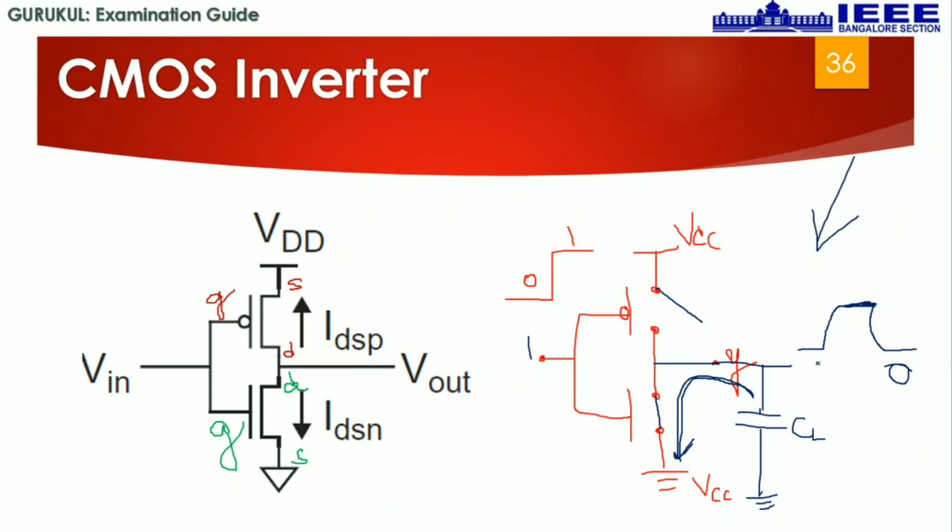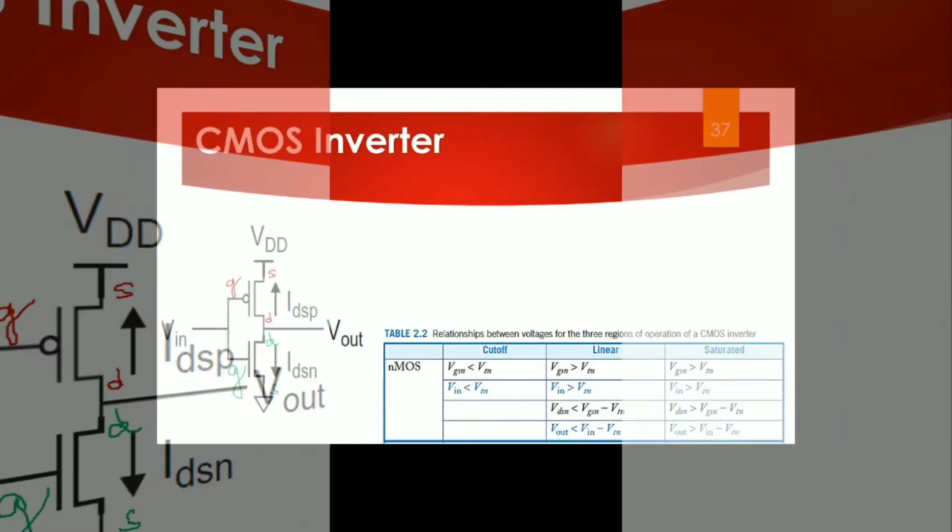This is how an inverter works. When you give 0, the output is 1. When you give 1, the output is 0. So, this is how the inverter works.